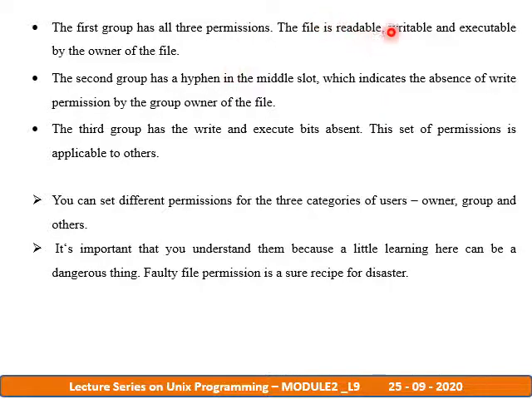The first group has three permissions: the file is readable, writable, and executable by the owner of the file. The second group has a hyphen in the middle slot, which indicates the absence of write permission for the group owner. The third group is the other group, in which the read and execute bits are absent, meaning this permission set applies only to the others. You can set different permissions for the three categories: user, group, and others.